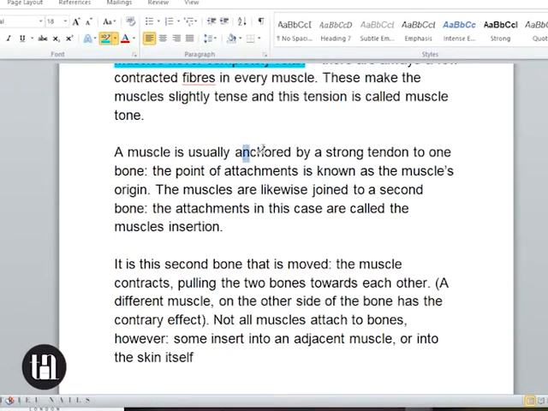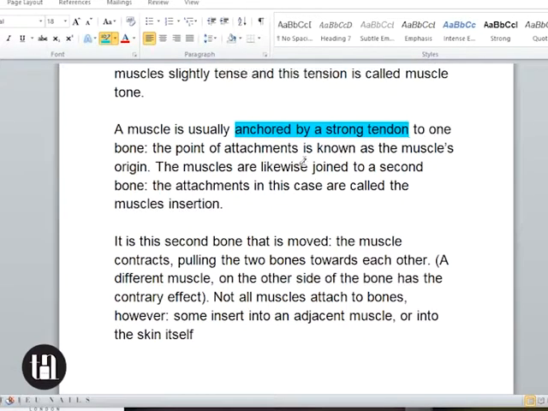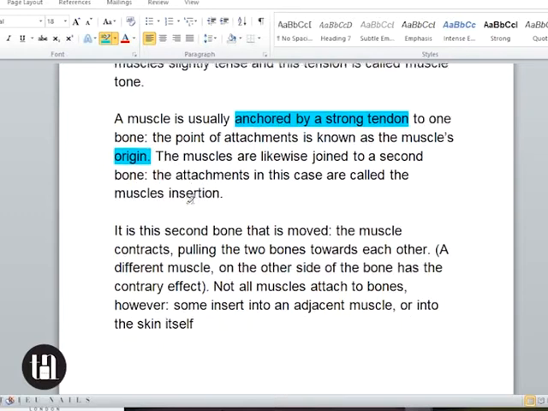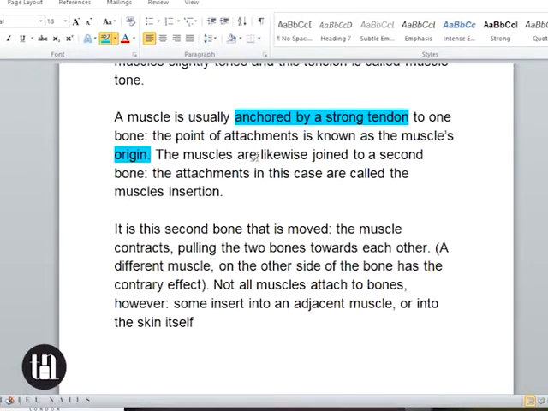As mentioned before, it's anchored by a strong tendon to the bone, and the point of attachment is known as the origin, and the other point is the insertion. So the muscle is likewise joined to a second bone. The attachment in this case is called the insertion, the muscle's insertion.